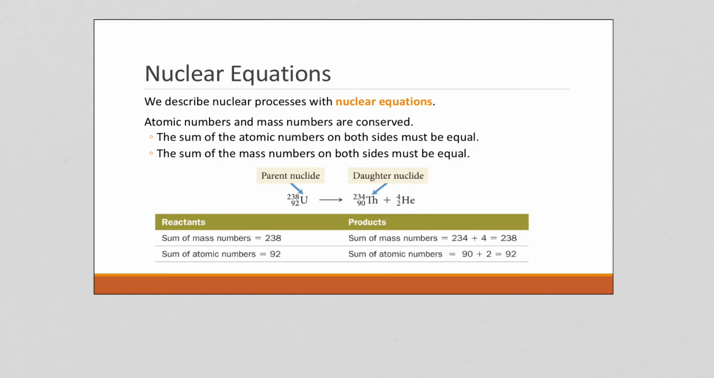Now, the language that we use: the reactant, or the starting nuclide, is called the parent nuclide, and the nucleus that we form is called a daughter nuclide, along with whatever type of radioactive particle might be formed. Now we're going to take this basic idea of a nuclear equation and look at how we would outline a nuclear equation for each of the types of nuclear decay.